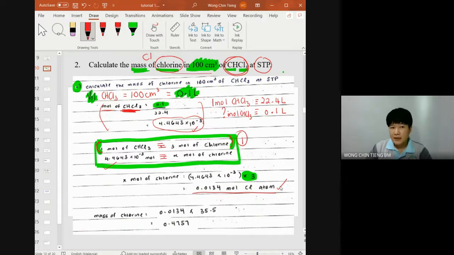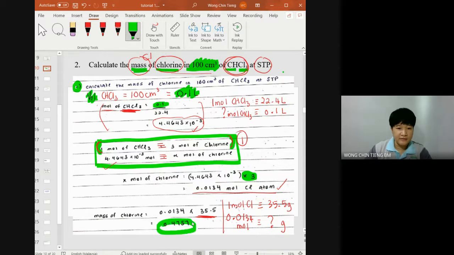Perfect. Soalan tak nak mole. Soalan nak mass. And over here, kawan kamu darab terus. Okay. By right, it should be a ratio 1 mole of chlorine atom equals to 35.5 gram. So sekarang saya ada berapa mole? Saya ada 0.0134 mole sama dengan berapa gram? Okay. And I choose this answer because it crossed my mind over here.